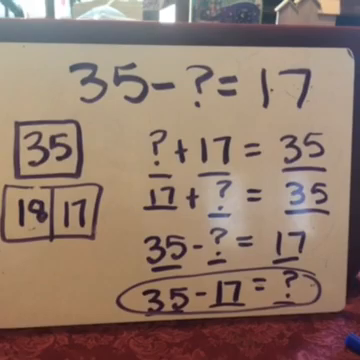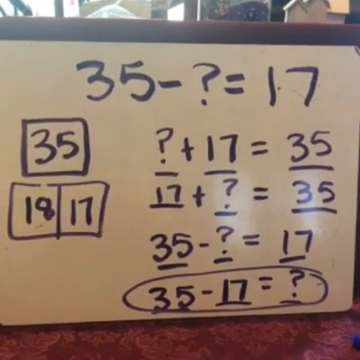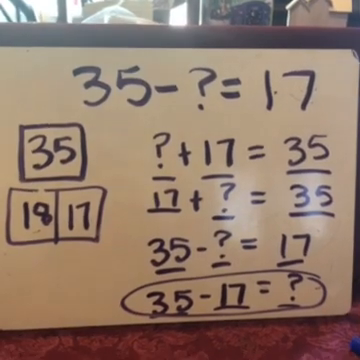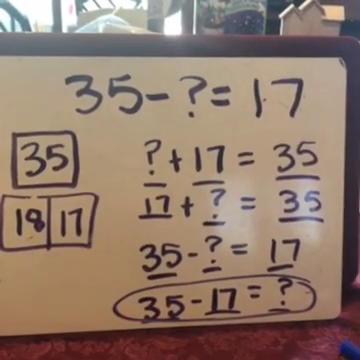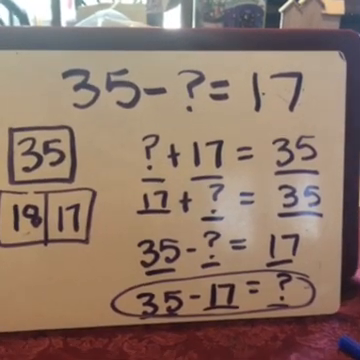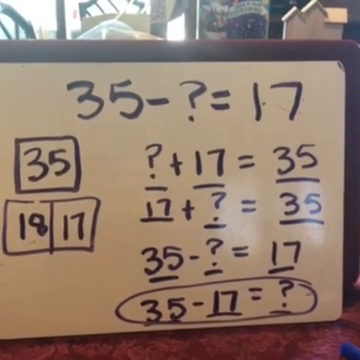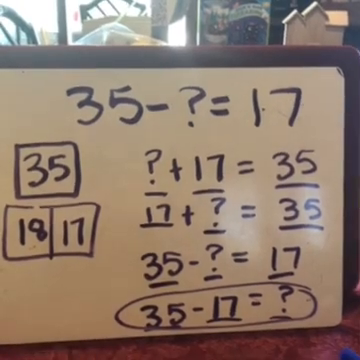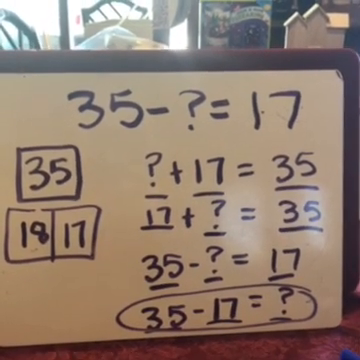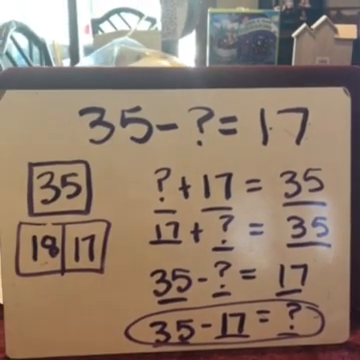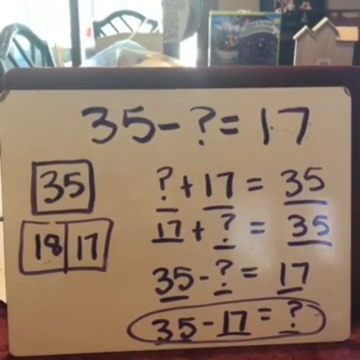If I was to plug 18 in to each question mark, it should provide me the correct answer. So, if I said 18 plus 17 equals 35, that would be correct. 17 plus 18 equals 35. 35 minus 18 equals 17. And 35 minus 17 equals 18. So remember, check your work every time.